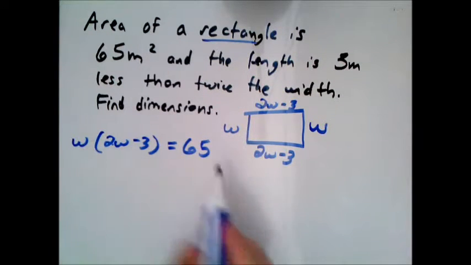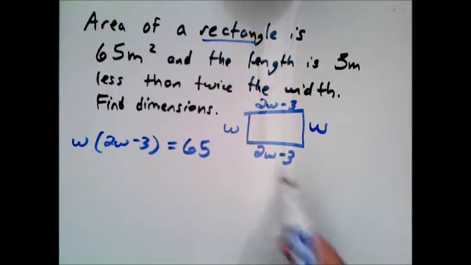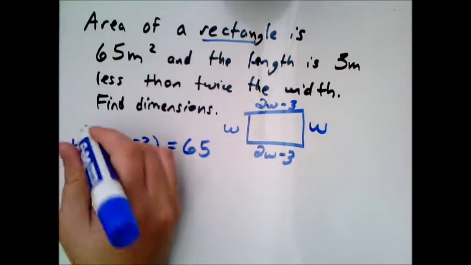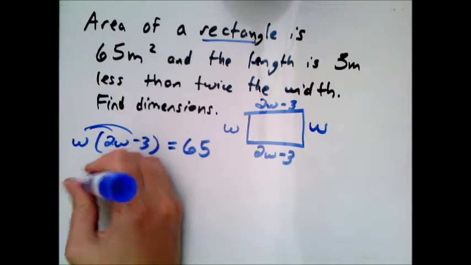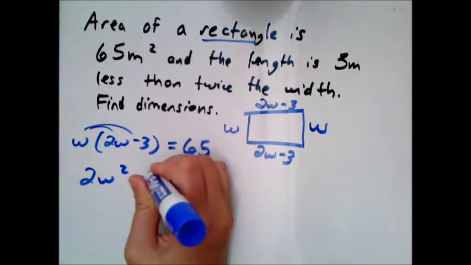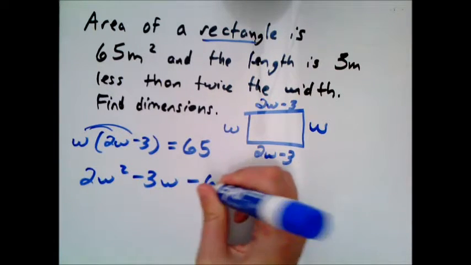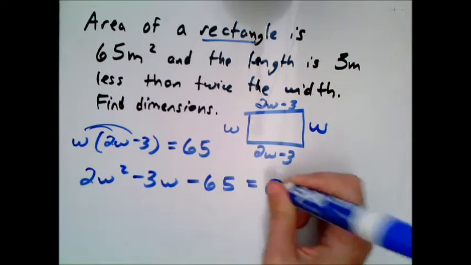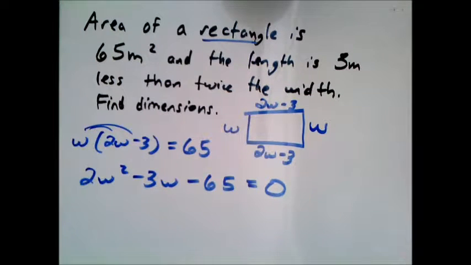And so if I distribute, I can find a way to solve this, maybe factoring or something. If it works out to a nice answer, then I'll have my width and I can use my width to find my length. So distribute this in here. I get 2W squared minus 3W. And I probably want to move the 65 because since it has a squared, it's quadratic. So I'm either going to have to factor or use quadratic formula. But either way, I need it equal to 0.